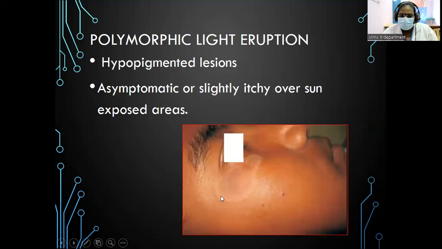This is another differential diagnosis of hypopigmented pityriasis versicolor. This clinical condition is known as polymorphic light eruption. It is common in sun-exposed areas.